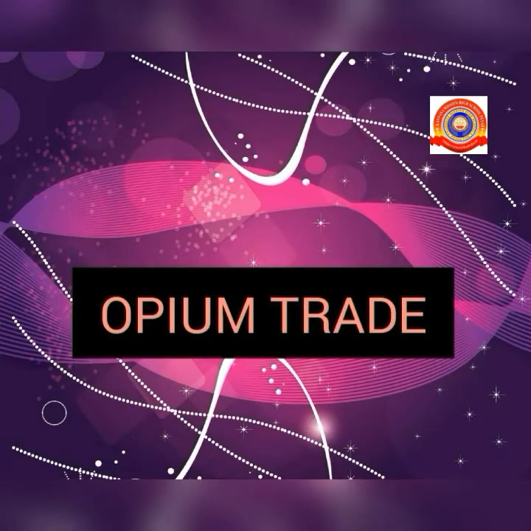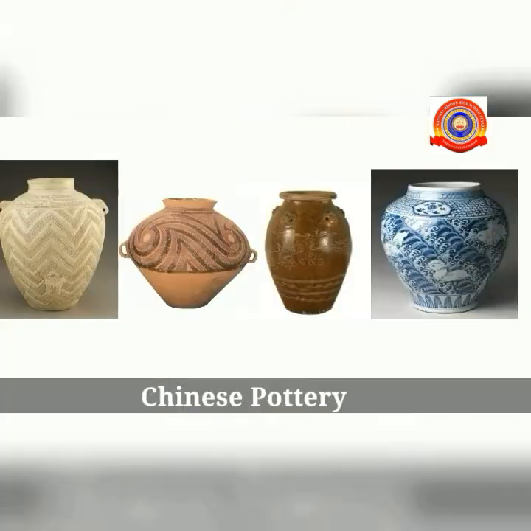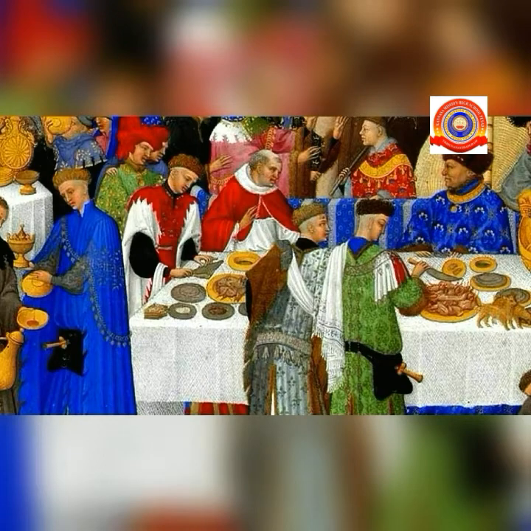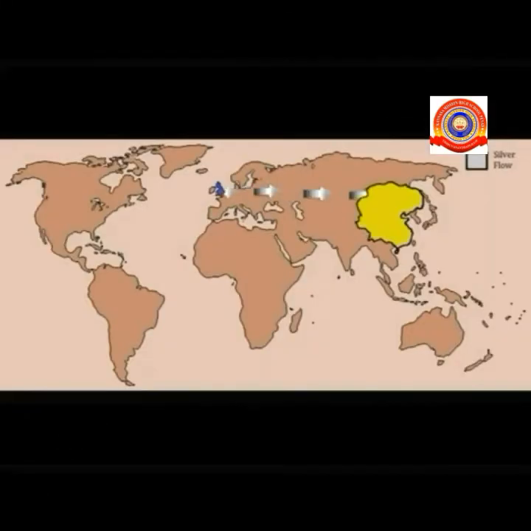Opium trade. Chinese silk, earthenware, and tea were in great demand all over Europe. China gained huge profit through the export of these items. There was nothing to import to China from Europe. As a result, the European traders suffered a great loss.